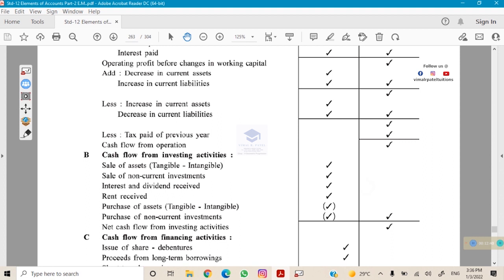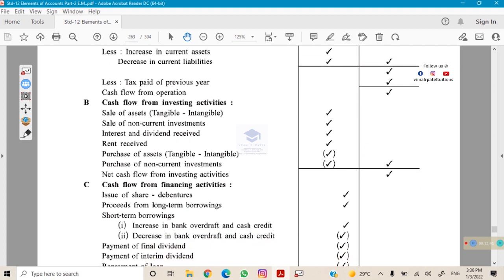Then B, cash flow from investing activity. Sale of assets, sale of non-current investment, interest and dividend received, rent received, purchase of asset, purchase of non-current investment. So the purchase is minus, sale is plus. That will give you net cash flow from investing activity.